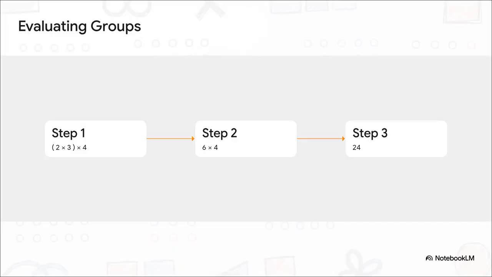Let's prove it by evaluating the left side step by step. Step 1, we look inside the parentheses and multiply the 2 and 3 first. That gives us 6. Step 2, we bring down the 4, so now we've got 6 times 4. And step 3, 6 times 4 gives us our final answer of 24. Now, if we did the right side, where the 3 and 4 were grouped together first, we do 3 times 4 to get 12. Then multiply that by the 2 waiting outside. And 2 times 12 is, yep, you guessed it, 24. The grouping didn't change the outcome at all.